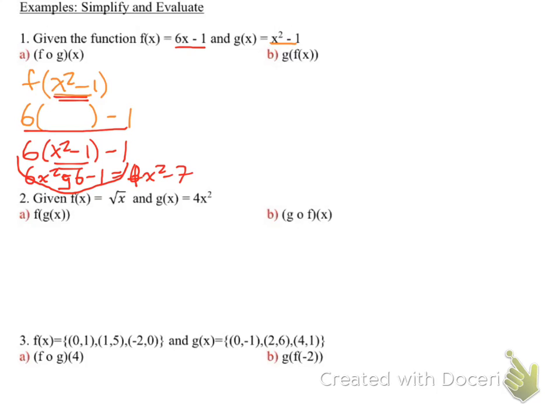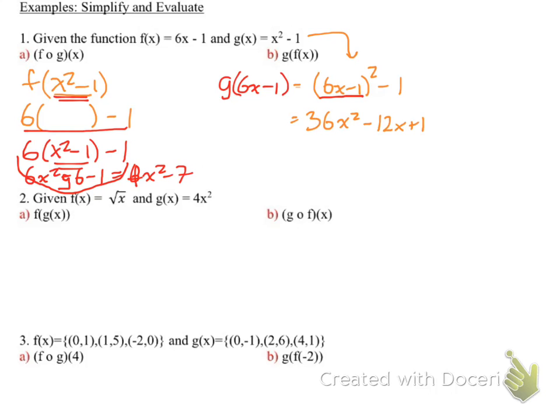Okay? So let's look at the other way around, g of f. The inside function now is 6x minus 1, and the outside function is this squared minus 1. So that means we have 36x squared minus 12x plus 1. That's just taking this and squaring it. And then minus 1, that's that minus 1. And now we simplify and we get 36x squared minus 12x. So all we're doing is taking an inside function, plugging it into the outside function, then we simplify.